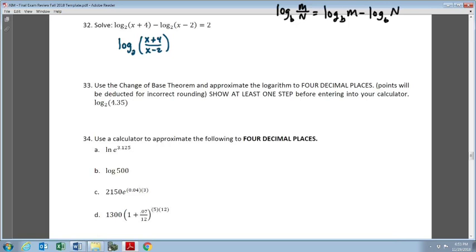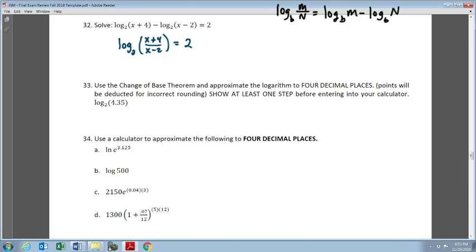So because of the subtraction, we're going to have a division of those 2 numbers, x plus 4 and x minus 2. On the other side, we have 2. Now, if this were log equal log, we don't have log base 2 of 2 over here. If that were the case, we would just set these equal, but that's not what we have. What we do have is something that we can switch forms with.